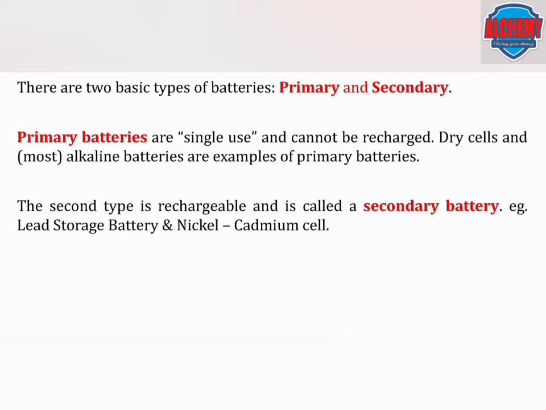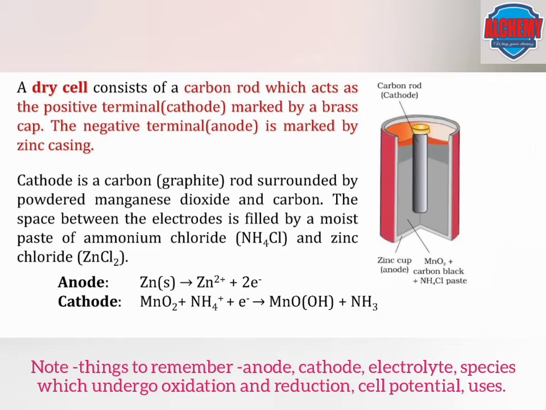Thus, there are two basic types of batteries: primary and secondary. Primary batteries are single-use and cannot be recharged. Dry cells and most alkaline batteries are examples of primary batteries. The second type is rechargeable and is called a secondary battery. Examples are the lead storage battery and the nickel cadmium cell. We will study all these batteries and their functioning in detail.